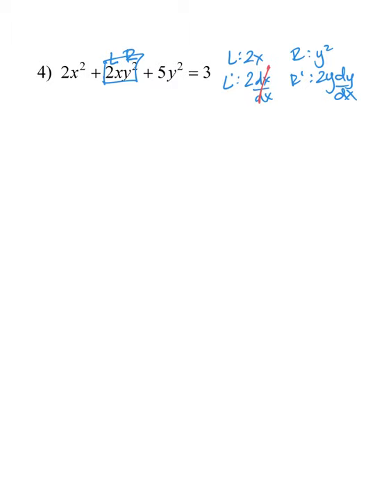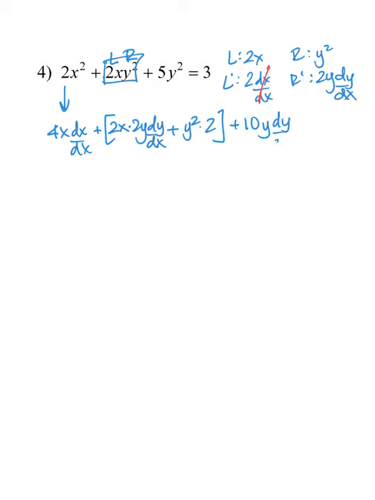So now we're going to take the derivative of everything for this particular equation. And first we would have 4x dx/dx, and that's from there. And then we would have our product rule, which I like to use brackets. So it's the left times the derivative of the right, and the right times the derivative of the left. And then we have the derivative of that 5y squared, which would be 10y, and we would have that with respect to x. And the derivative of that 3 is a constant, so it would be 0.